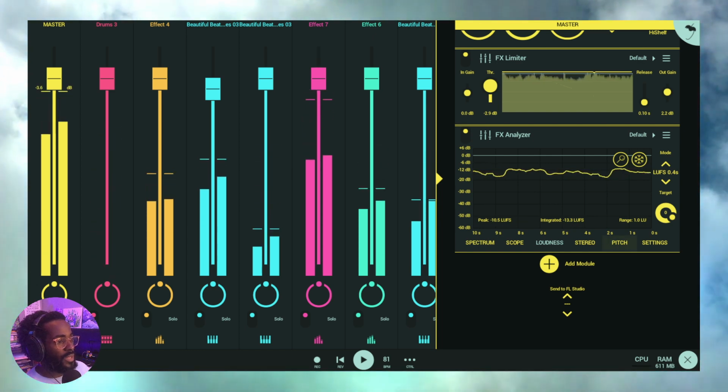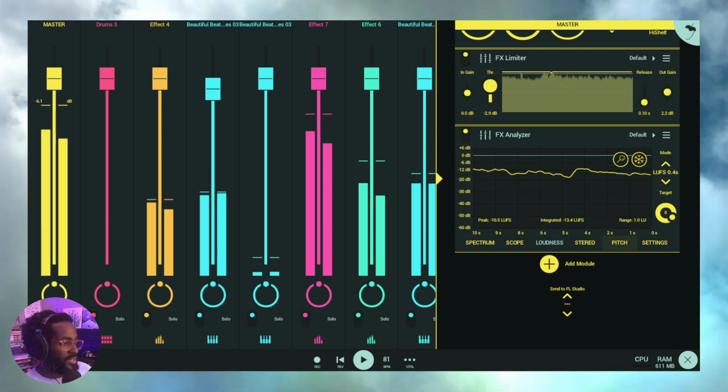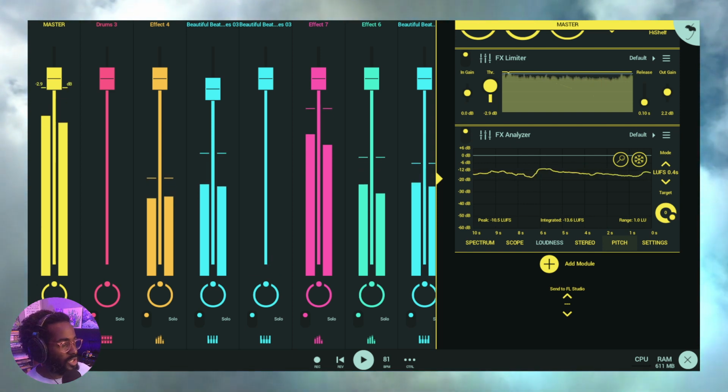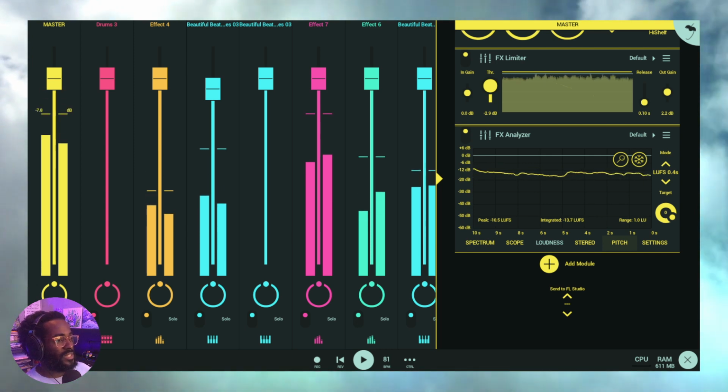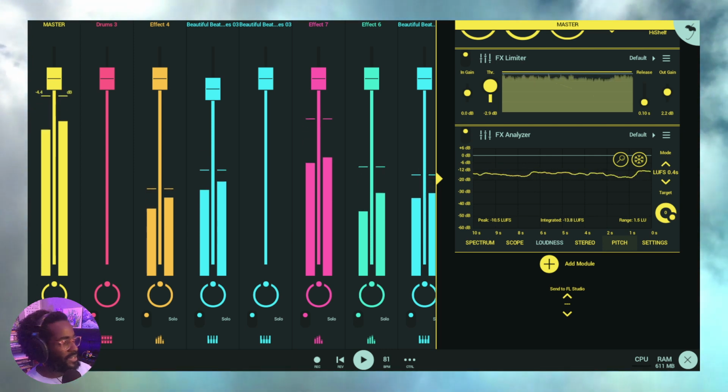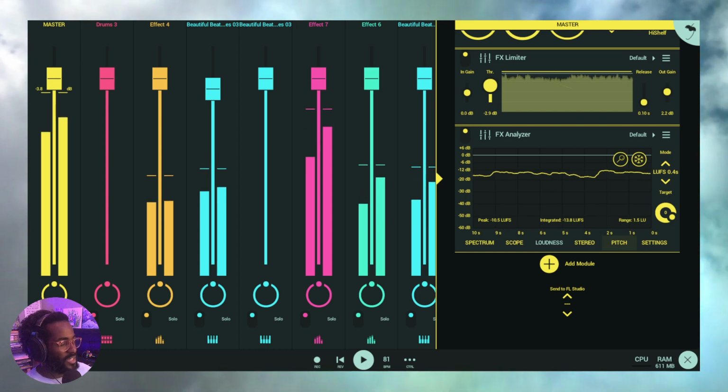I really do hope that helped a lot. I know I already released this video, but I did want to touch base to make sure that you understood minus 14 LUFS is the number. I said minus 4 many times. I meant to say minus 14.